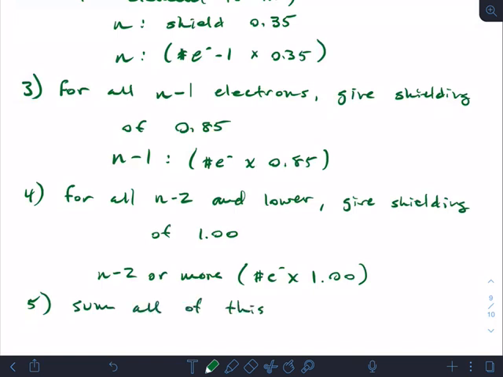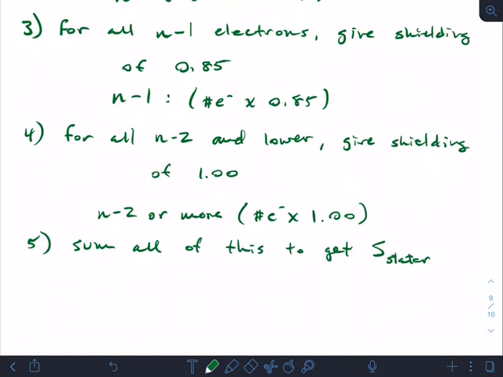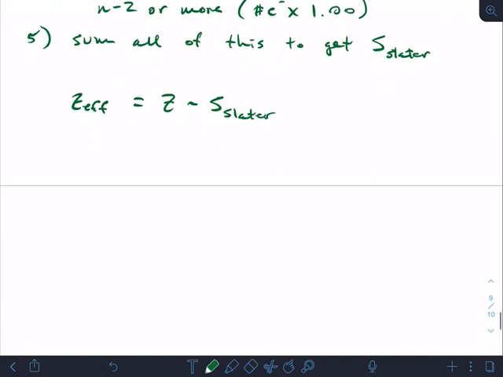Okay. So the last bit is we sum all of this to get the shielding value for Slater's rules. And in the end, the Zeffective for Slater's rules becomes Z minus the shielding for Slater's rules. Okay, so all of that. Let's do an example, because that will make things much more clear.